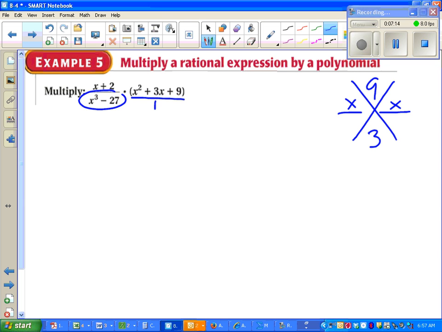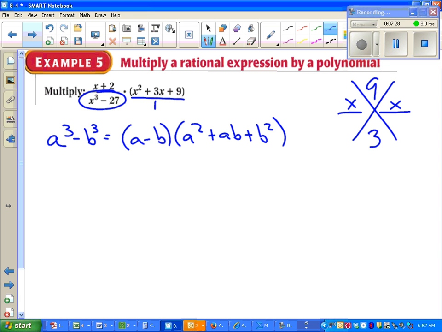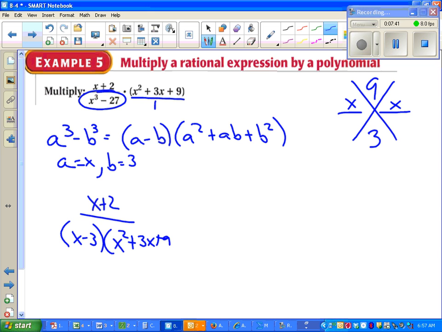However, obscure reference to something that you might not remember, difference of cubes formula. If you don't know your sum and difference of cubes, go back to your notes and review them. They're fair game. This is a difference of cubes. A equals x, b equals 3. So I'm going to factor that denominator, x minus 3, x squared plus 3x plus 9.